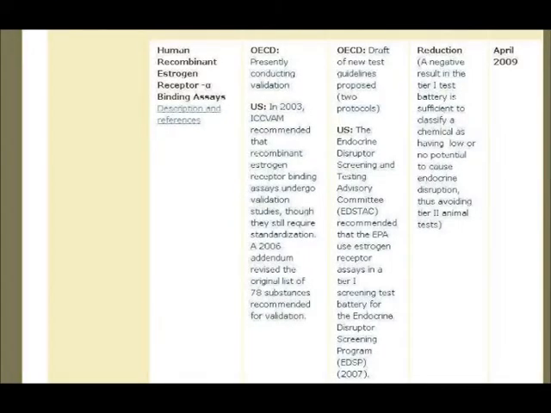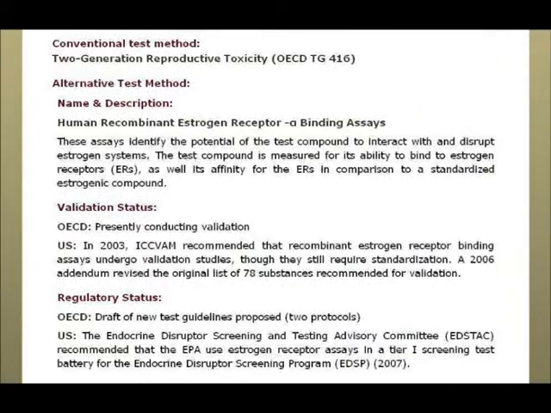Okay, this test is called the Human Recombinant Estrogen Receptor Binding Assays. And the next slide will tell us exactly what this one is about. The description for this test reads, these assays identify the potential of the test compound to interact with and disrupt estrogen systems. The test compound is measured for its ability to bind to estrogen receptors, ERs, as well as its affinity for the ERs in comparison to a standardized estrogenic compound.